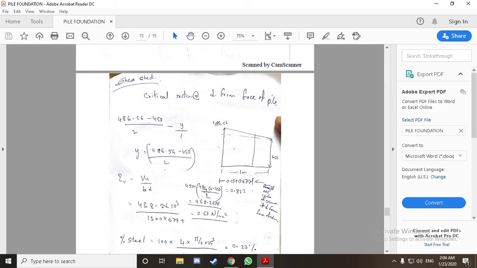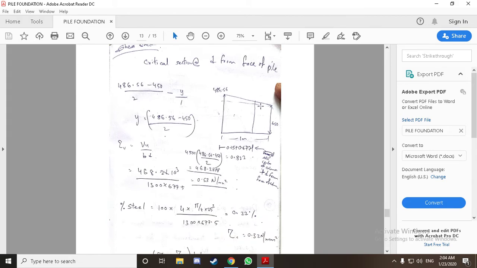So using this formula, from the similar triangle method, we'll get the shear force at 0.822 meter, that is, we got this value 468.2 kilonewton. This is basically the shear force difference between these two over the length difference. So we got 468.2 kilonewton at this length.